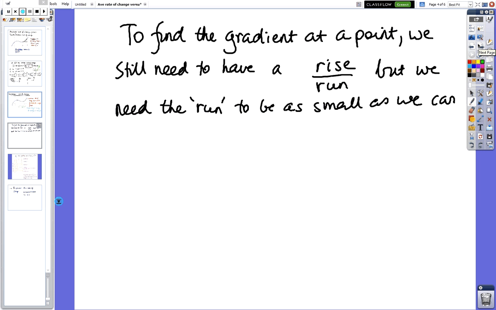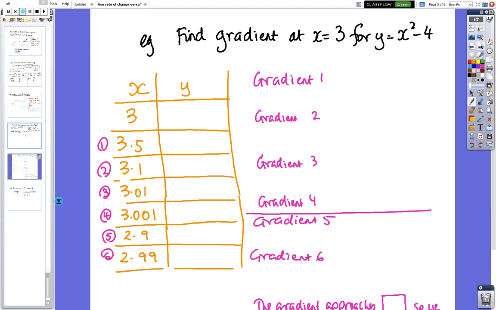To find the gradient at a point, we still need to find the rise and the run. But what we need to do is make the run as small as we can. Here's the point we're looking at. What we're trying to do is make this run as small as possible. So copy and come across.